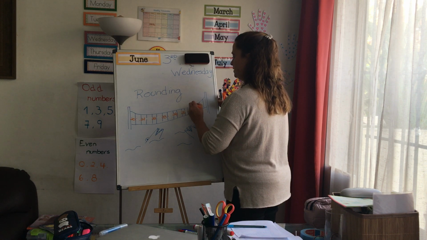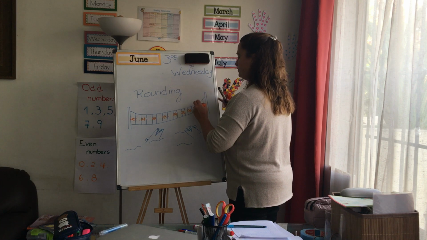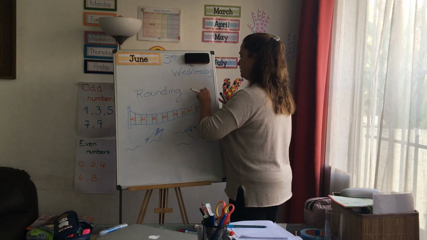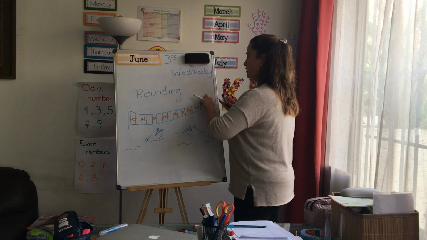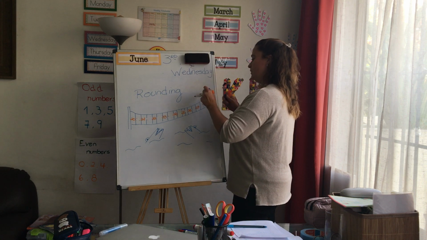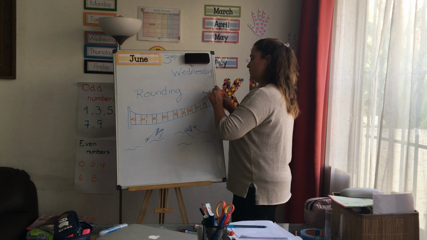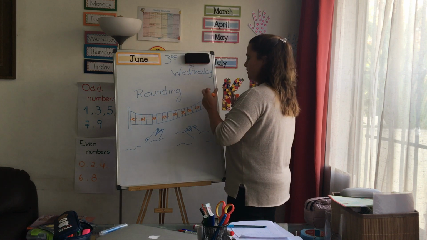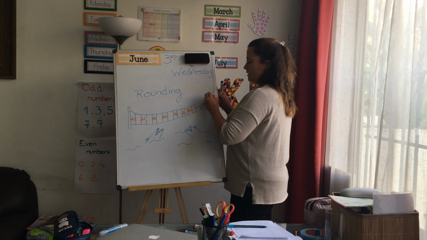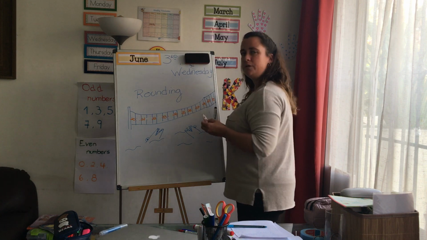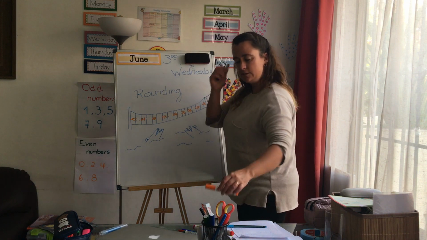26, 27, 28. Let me make it longer. 29. Okay. 28, 29, and 30. This is my bridge, right?